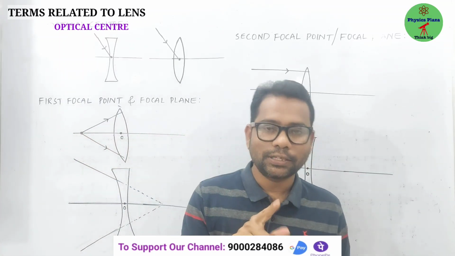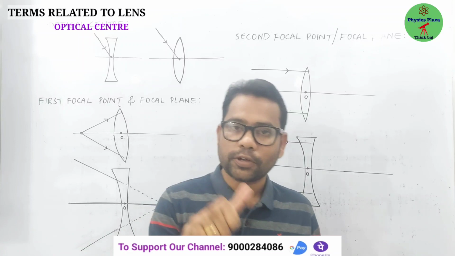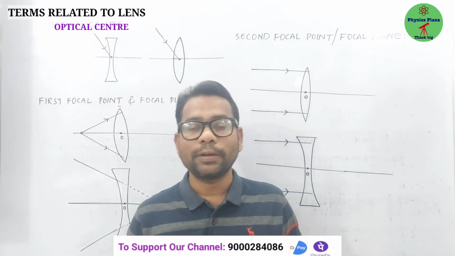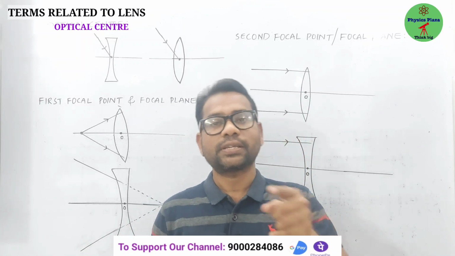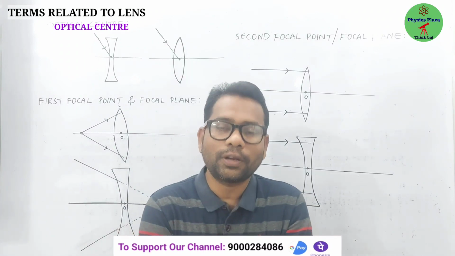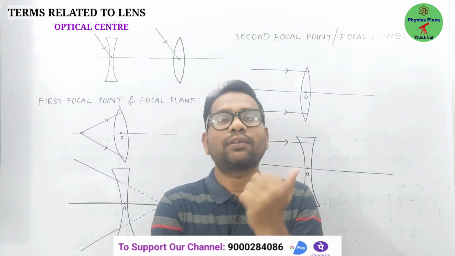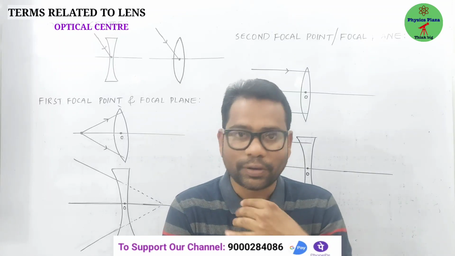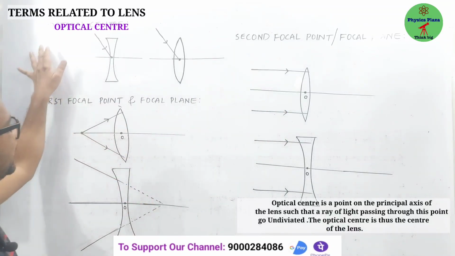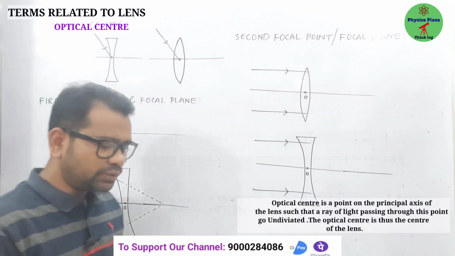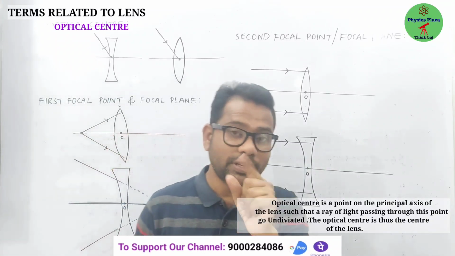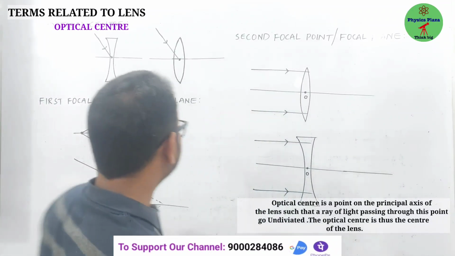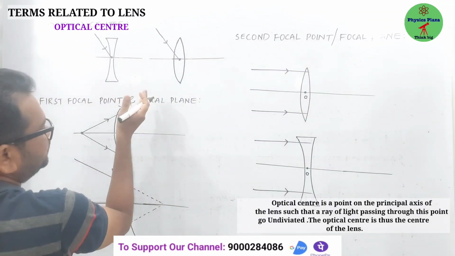Now, the important keywords, children. What is the optical center or optic center? First focal point, first focal plane. Second focal point, second focal plane. First focal point or focus. Second focal point or second focus. Don't get confused. Okay, fine. Now, come to the optical center or optic center. Children, even the definition is very important from the examination point of view. So, what is the optic center, optical center, actually?